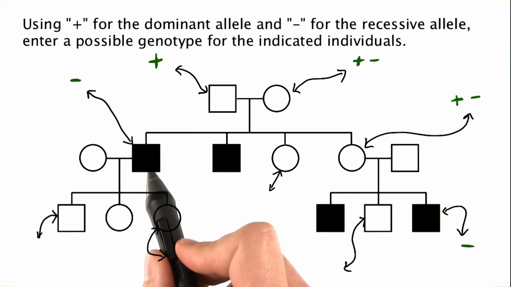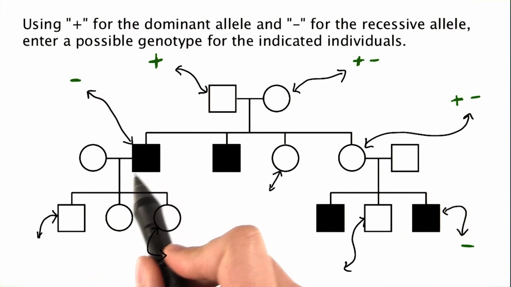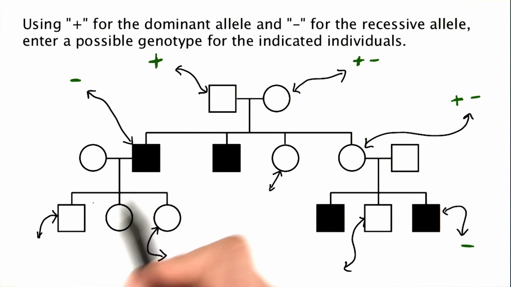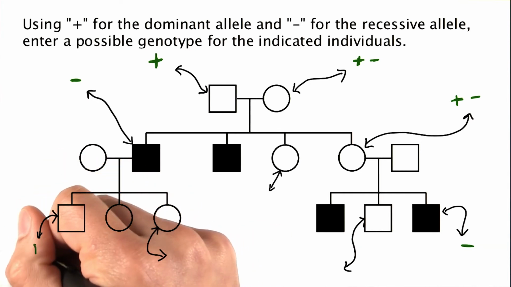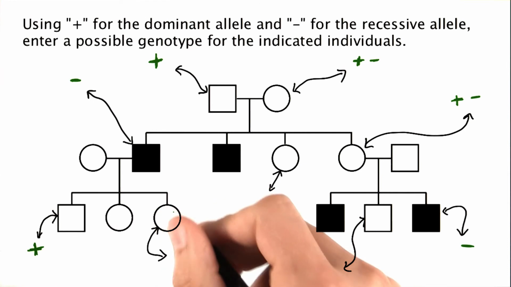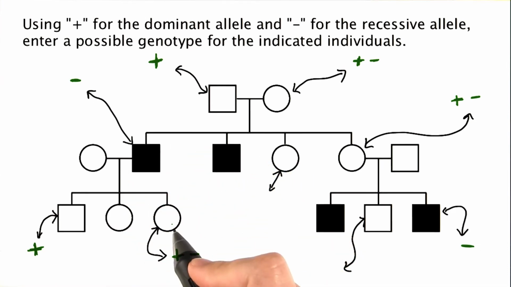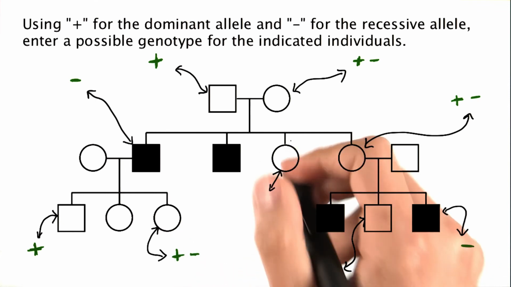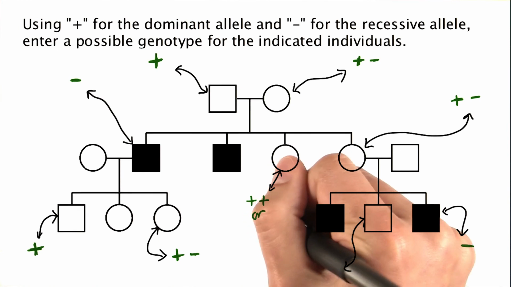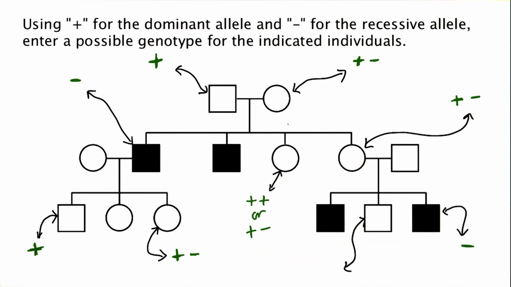Over here on the left, the affected male did not have an affected son, right? Because he can't pass the affected X on to a son, so this son is unaffected, so plus sign. But his daughter has to be heterozygous because he had to have passed on the affected allele from the X down to his daughter. But this female here, she could be either plus plus or plus minus. We don't know based on the information given.